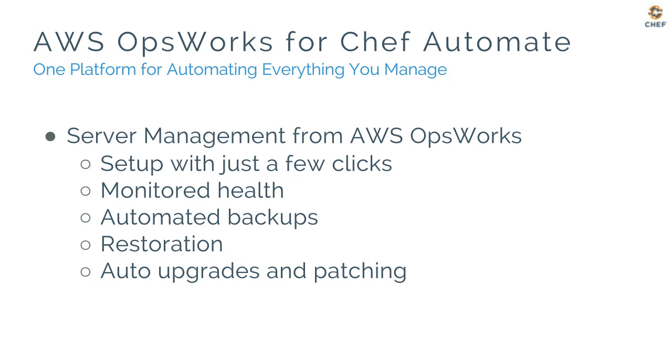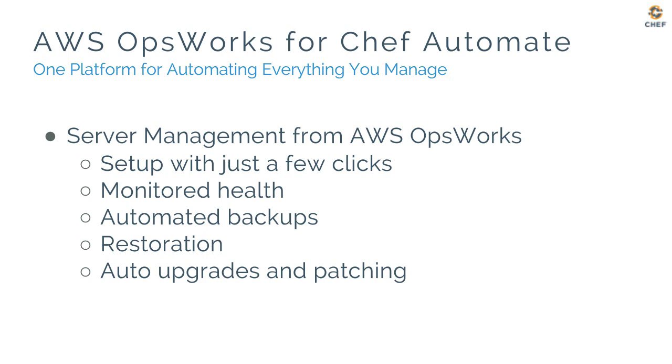We need backups, we need to be able to restore it, we need to install any updates and security updates and so forth over time. And this is exactly what the OpsWorks service is helping you with. So with AWS OpsWorks for Chef Automate, you get your own Chef Automate server where AWS is taking care of all of the things that I just mentioned.